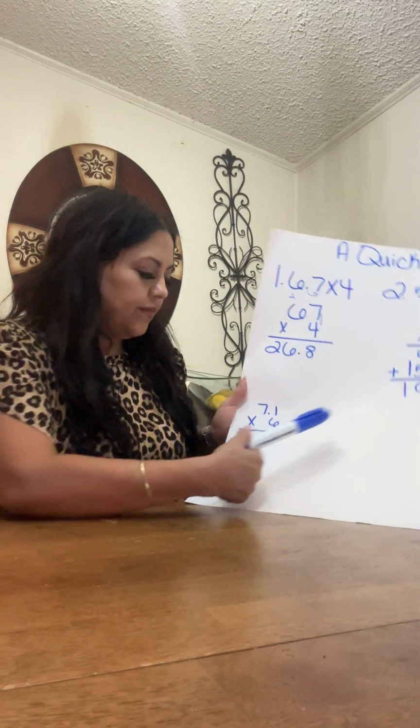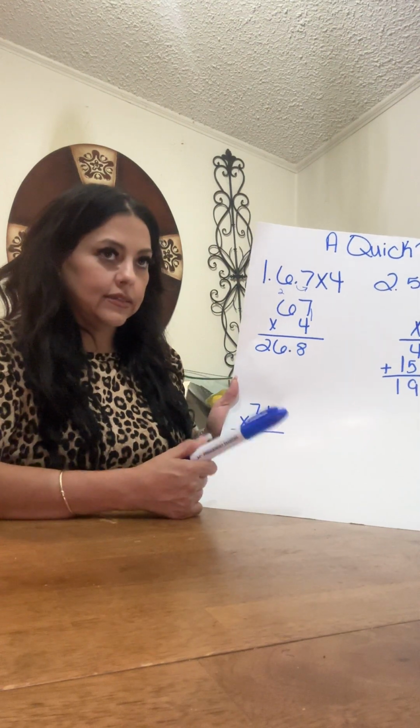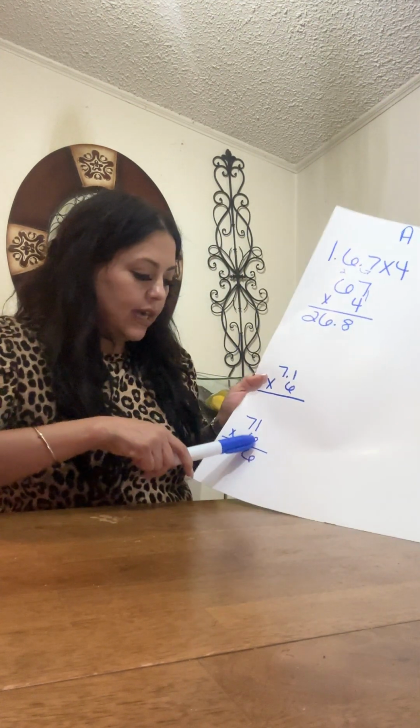Okay, so let's work this out together, okay? 7.1 times 6, right? Now, what was the next step to do after you write it like this? Then move your decimal. No, you rewrite it, you bring it down, and you rewrite it. So it's going to be 71 times 6, okay? Now, 1 times 6 is what? 6. Okay, and then you cross over there. 6 times 7 is what? 42. Correct. So the answer is going to look like this.